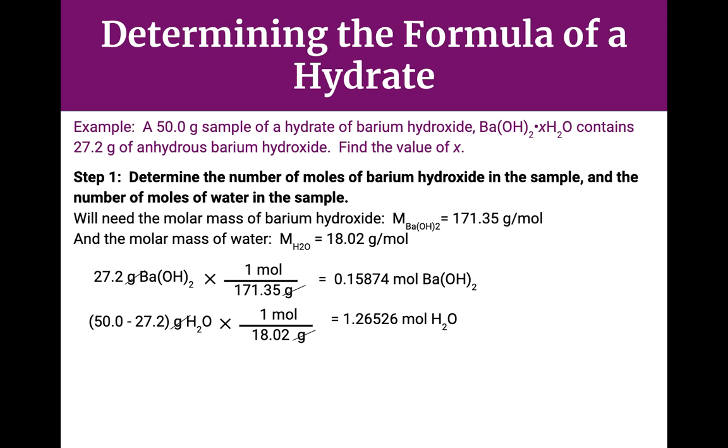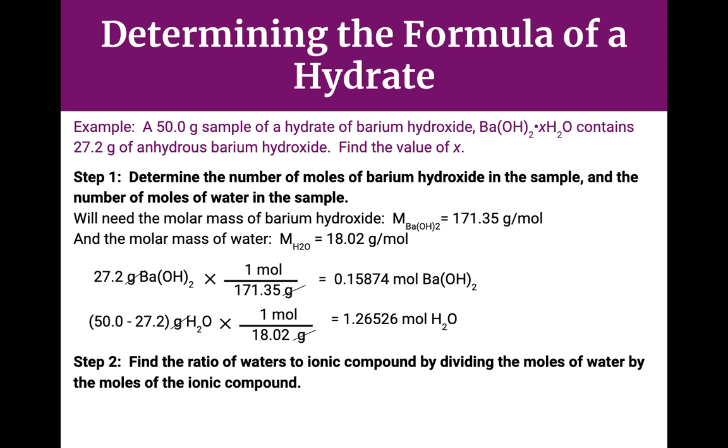But those are pretty ugly numbers, so we're going to do what we did when we were figuring out empirical formulas. We're going to divide by the smallest amount of moles. And in this case, if you've done it correctly, that will always be the ionic compound, because we want the 1 in front of the ionic compound. So if at this point your moles of ionic compound are not less than those of water, then you've made a mistake. So check your work.